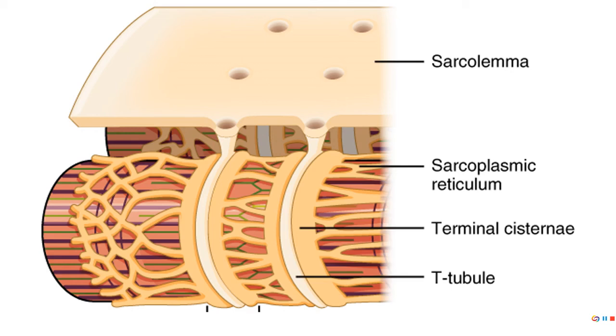So we've got the sarcolemma, which is just the cell membrane or the plasma membrane of a muscle cell. The sarcoplasmic reticulum, which is basically a storage site for calcium, which is important, hopefully, from what you remember from your physiology class. We've got the terminal cisternae, which is actually where the calcium is stored in the sarcoplasmic reticulum. And then we've got the T-tubule, which is these holes or invaginations, as they're often referred to, where an action potential can travel deep down into a muscle cell.